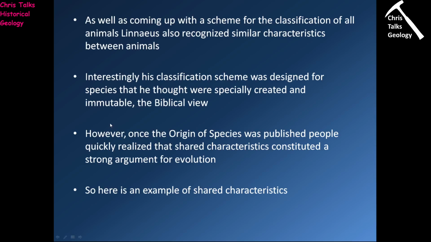So as well as coming up with a scheme for the classification of all animals, Linnaeus also recognised similar characteristics between the animals, so he was using these derived characteristics. Interestingly, his classification scheme was designed for species that he thought were specifically created and immutable, so he had a biblical view. However, once The Origin of Species was published, people quickly realised that these shared characteristics constituted a strong argument for evolution. So here's an example of shared characteristics.